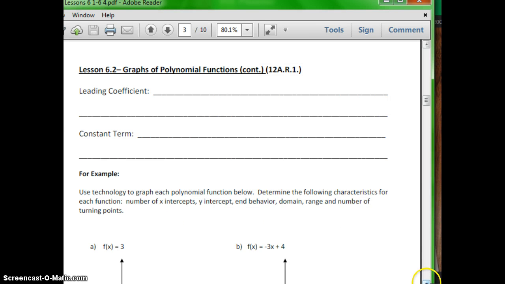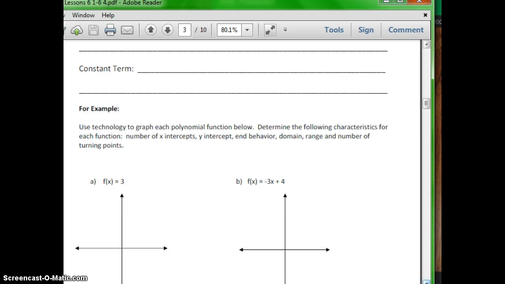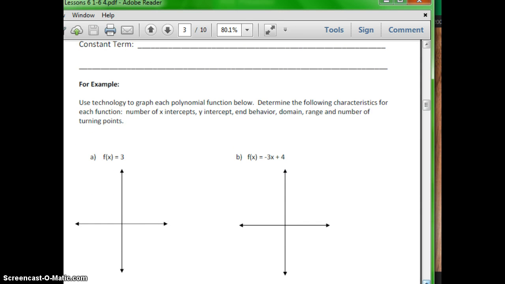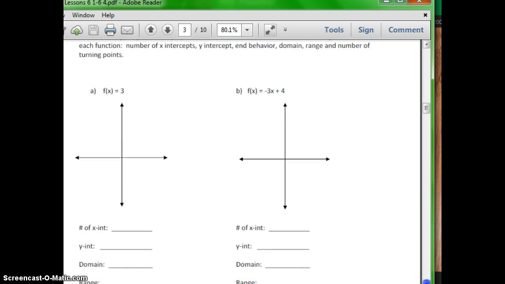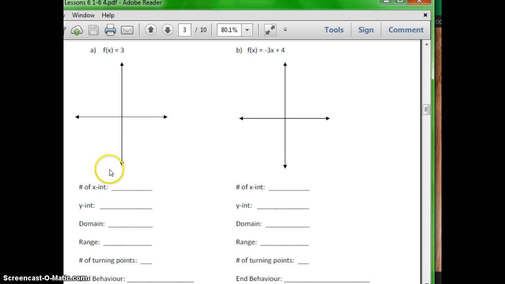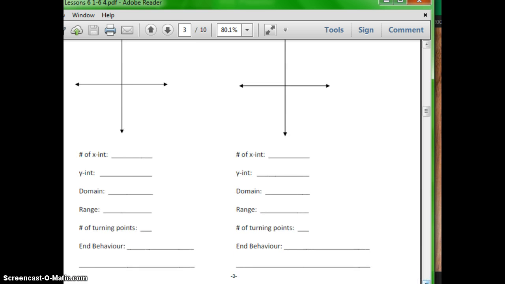For today, we're going to take a look at some examples of using technology to graph a few graphs, and we're going to talk about all of the different characteristics of these functions. For example, f of x equals 3. We can graph it and make some declarations. How many x-intercepts are there? What is the y-intercept? What's the domain? What's the range? How many turning points are there? And ultimately, what's the end behavior? What happens on the far extremes?